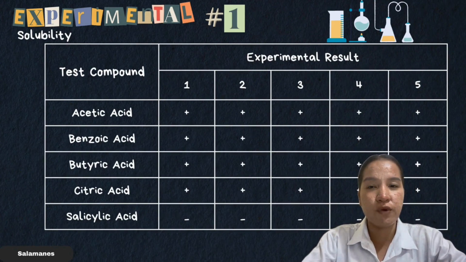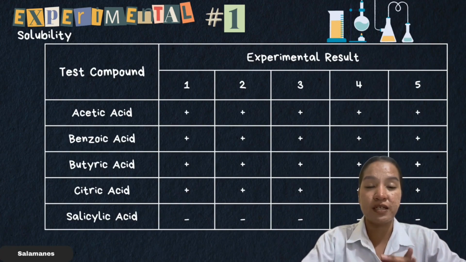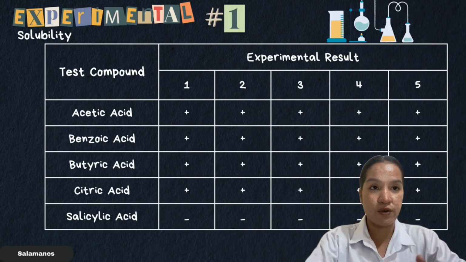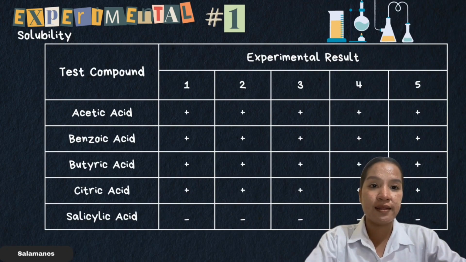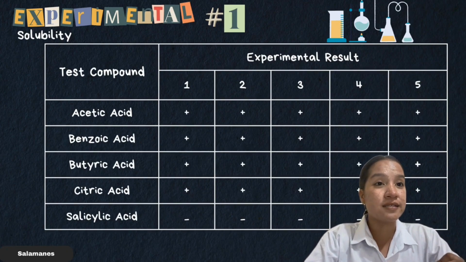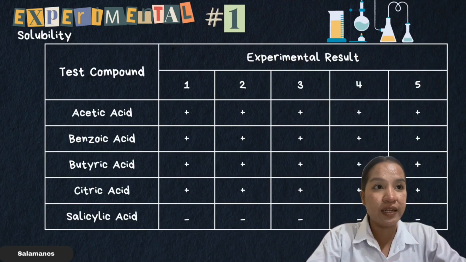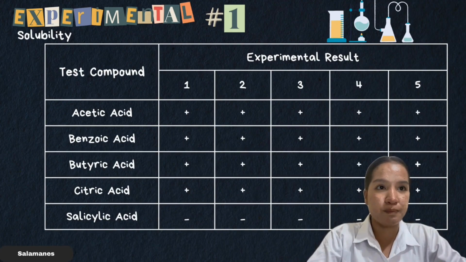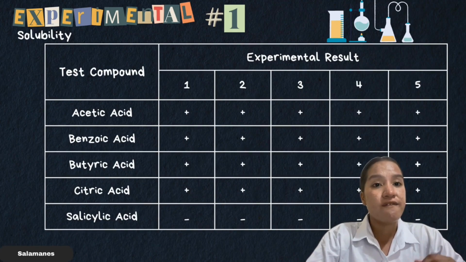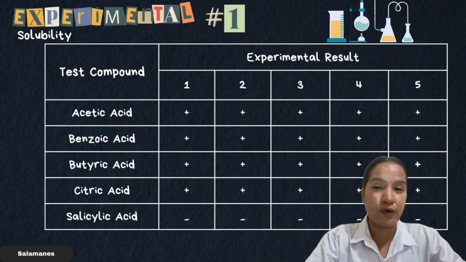Now moving on, for butyric acid, for groups 1 to 5 we still have positive results, and theoretically this is correct. The 4-carbon chain in butyric acid makes it moderately hydrophobic, yet it is soluble in water due to the presence of the hydrophilic carboxyl group. This group enables favorable interactions that enhance solubility, while larger carboxylic acids like benzoic acid have a hydrophobic ring.